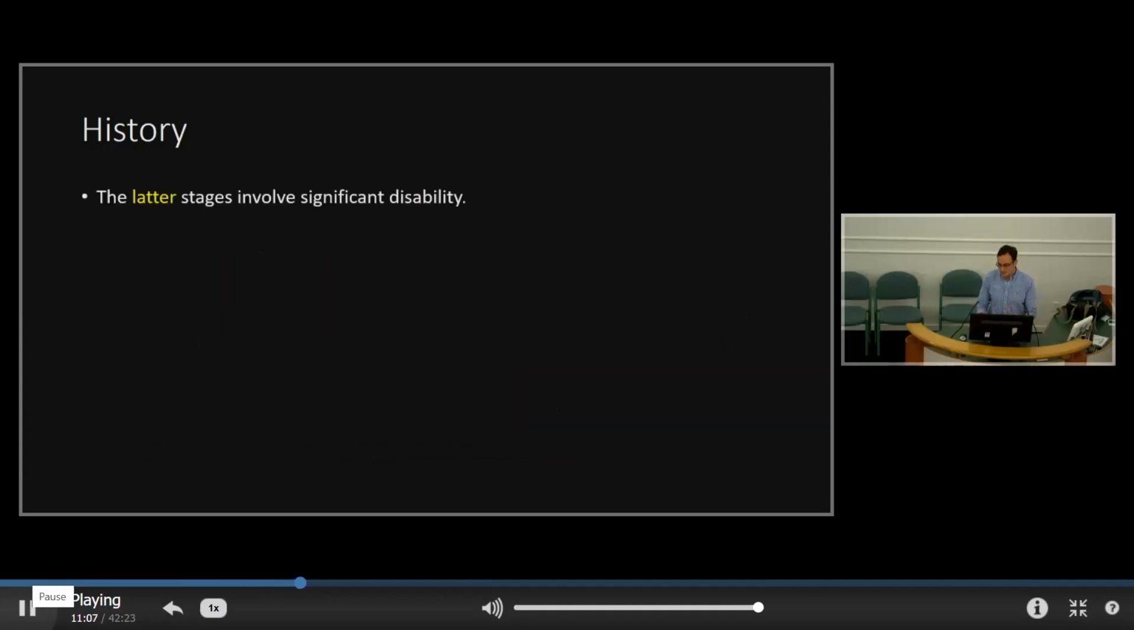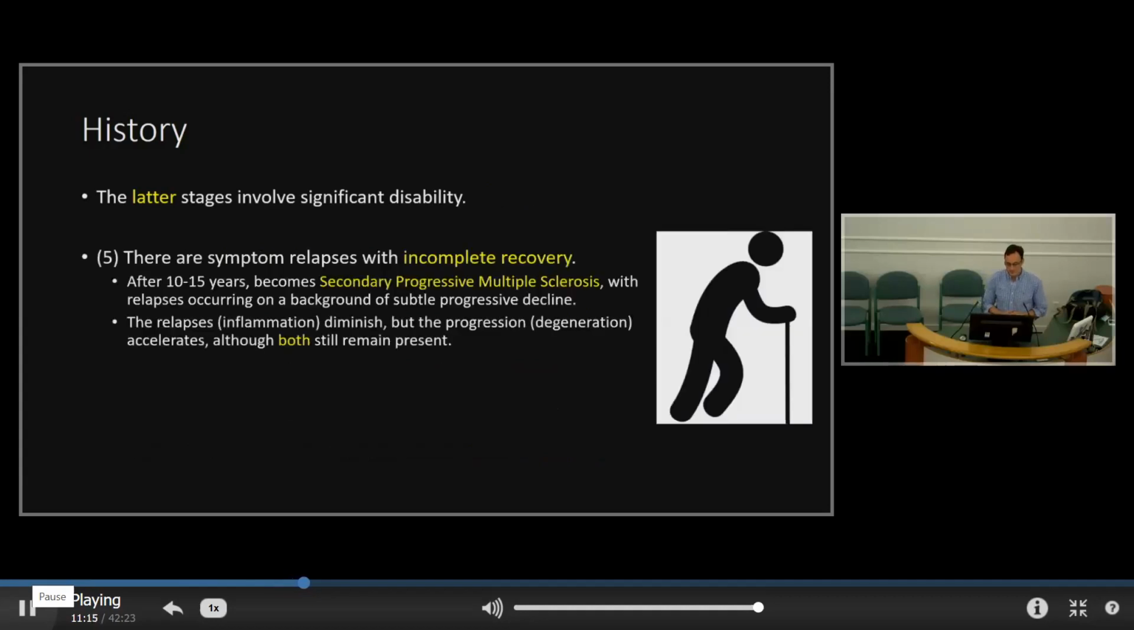The latter stages, this is where a person starts to get some permanent disability. So with relapsing remitting, there's complete recovery, more or less, between each episode. But now we're starting to get incomplete recovery, and this usually occurs after 10, 15, 20 years. The relapsing remitting MS becomes secondary progressive MS, and that means you have relapses occurring on a background of a subtle progressive decline. And although the relapses and inflammation attacks diminish in intensity as we go, the baseline gets worse as well. So the progression, which is primarily due to the degenerative component, accelerates.